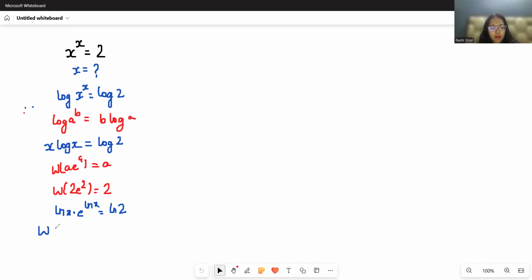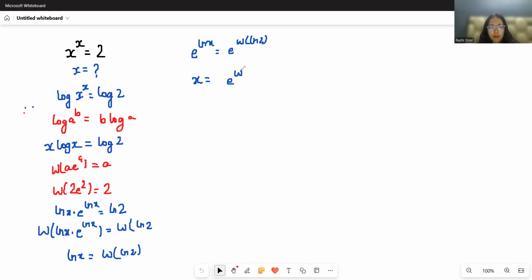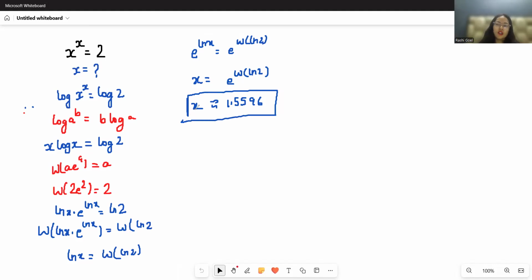If I take the Lambert W function, W of log x times e power log x equals W of log 2. So this part becomes log x only, equal to W of log 2. If I take the exponential function, e power log x equals e power W of log 2, and this becomes x only. So x is equal to e power W of log 2, which is approximately equal to 1.5596. So 1.5596 power 1.5596 is equal to 2.